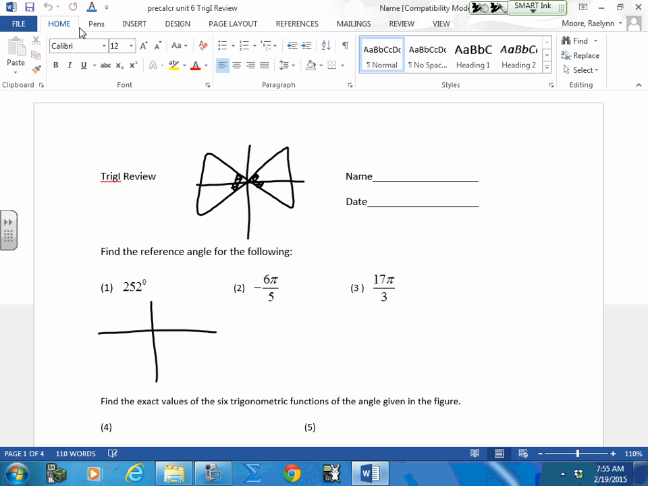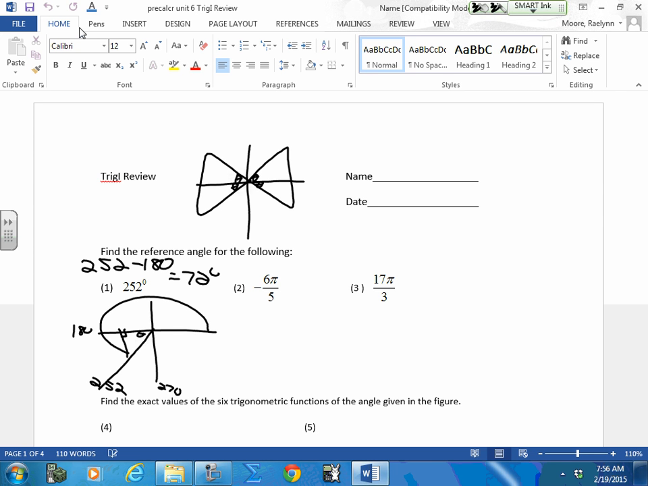So what quadrant does 252 fall in? Three. This is 180. What's this guy down here? 270. Now, your reference angle, everybody makes a bow tie up here. This is your reference angle. Think this out. How far past 180 did I go to get to 252? 72. 252 minus 180. My reference angle is 72 degrees.